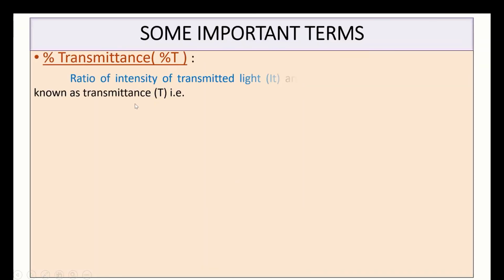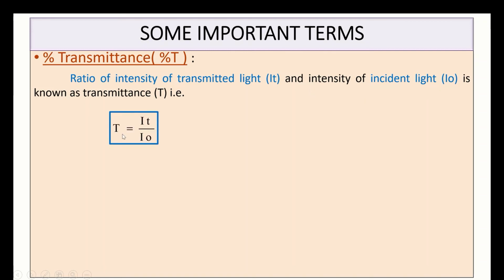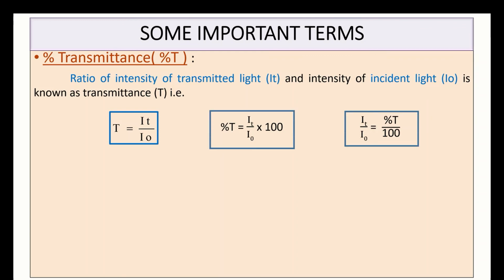Next term is percentage transmittance. See, using the colorimeter we can measure the percentage transmittance of the given solution. Transmittance is defined as the ratio of intensity of the transmitted light to the intensity of the incident light, that we know transmittance is equal to IT by I0. Now from this we have to derive the equation for the percentage T. So percentage T means in terms of 100, in terms of percent. So percentage T is equal to IT by I0 into 100. We can rewrite this equation as IT by I0 is equal to percentage T by 100.